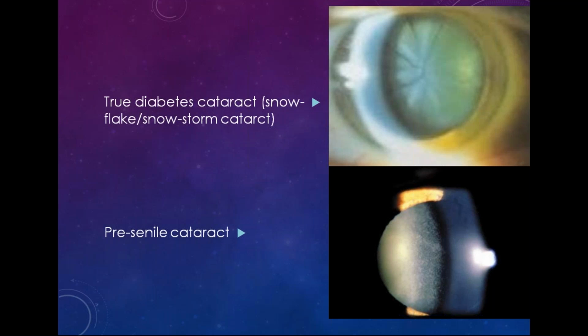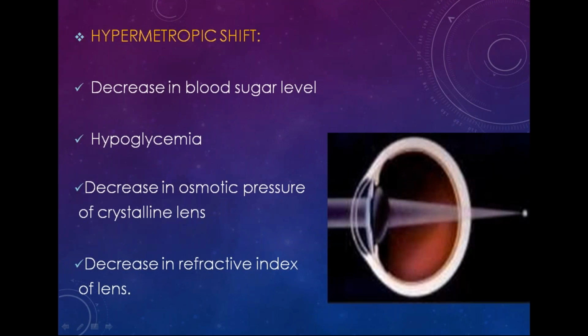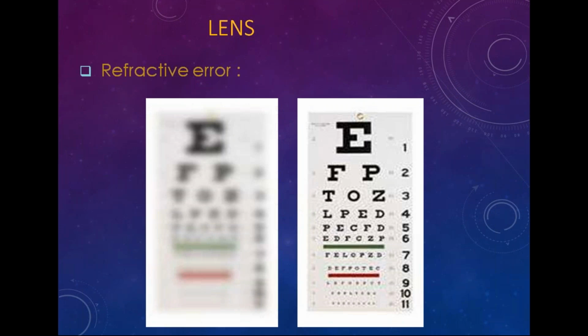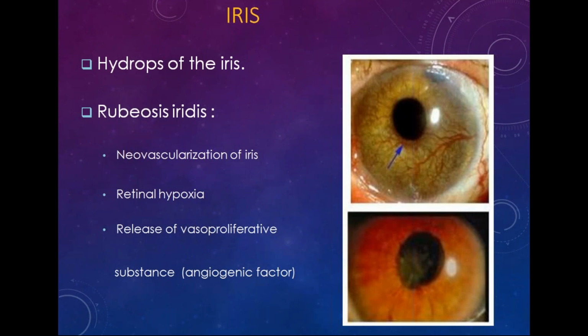This is a snowflake cataract, diabetic cataract. This is hypermetropic shift. This is myopic shift due to hyperglycemia. This is neovascularization of the iris.